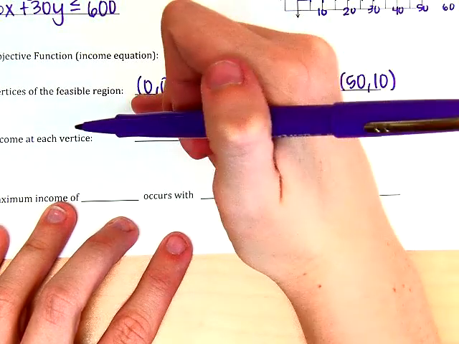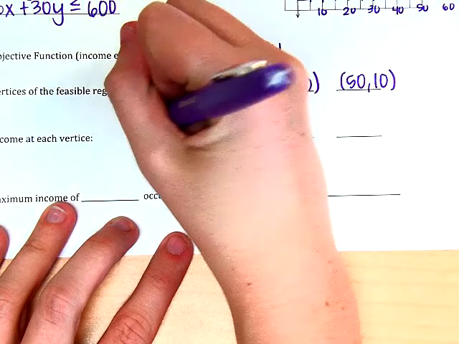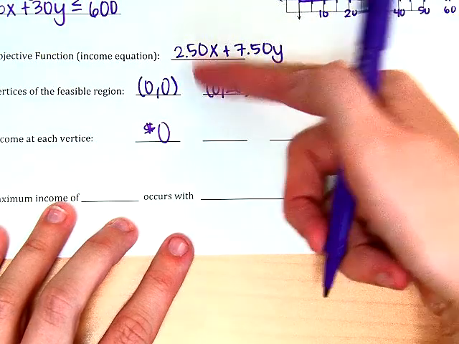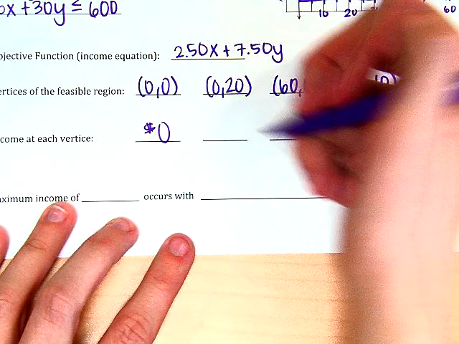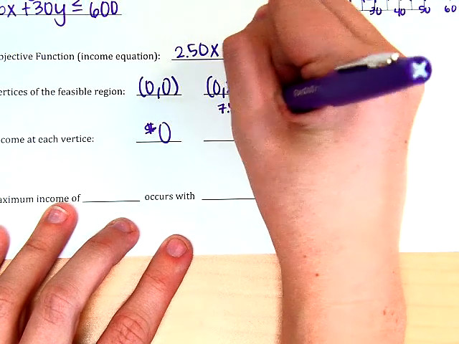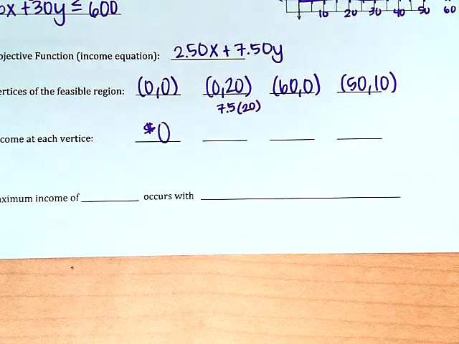So if I have 0 cars and 0 buses, I'm making $0. If I have 0 cars, but I have 20 buses, so it's 750 times 20, how much money am I making?